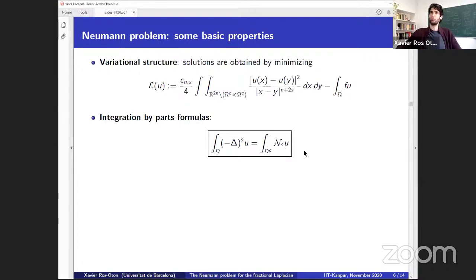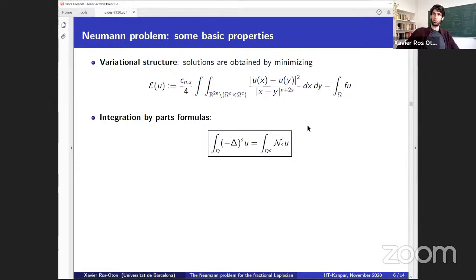There is a question that asks, what is the space of minimization, H^s of R^n or H^s of omega? The space of minimization is actually the space of functions for which this is finite. You could take H^s of R^n, I think, but I think you have to take exactly this function space. This is something in between, in a sense, H^s of omega and H^s of R^n. You take exactly this as the function space, and you minimize the energy functional.